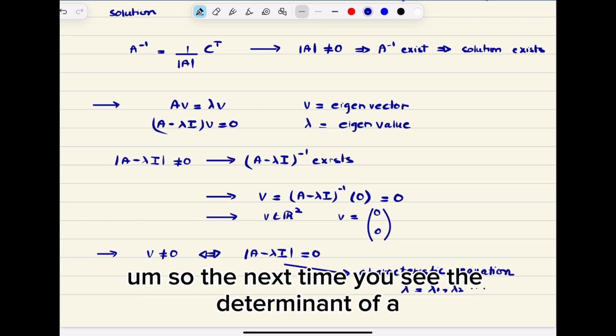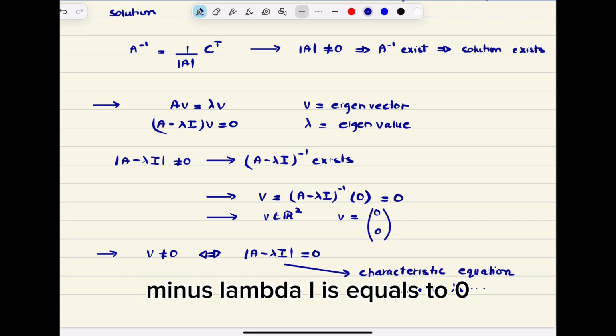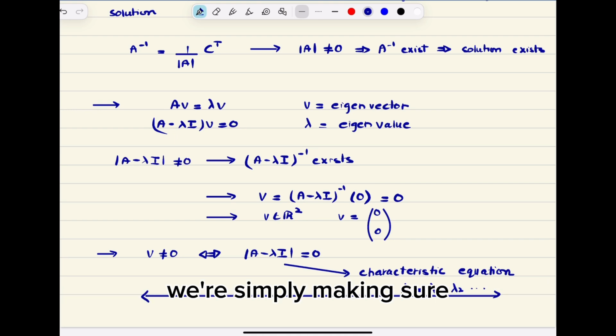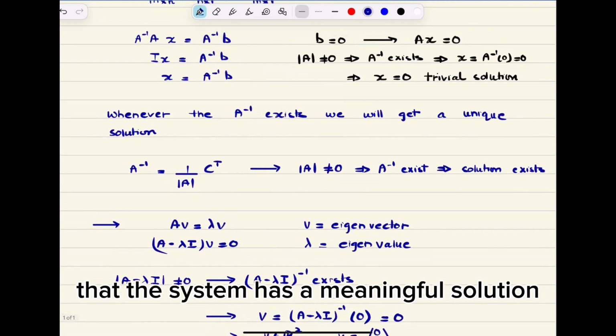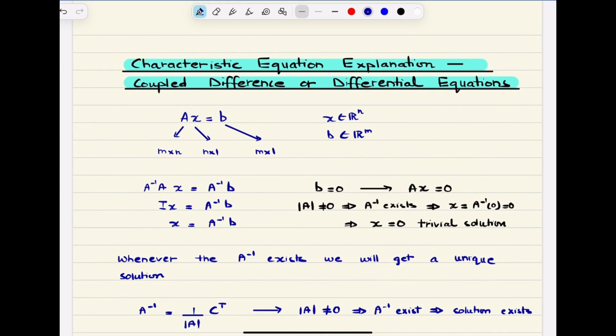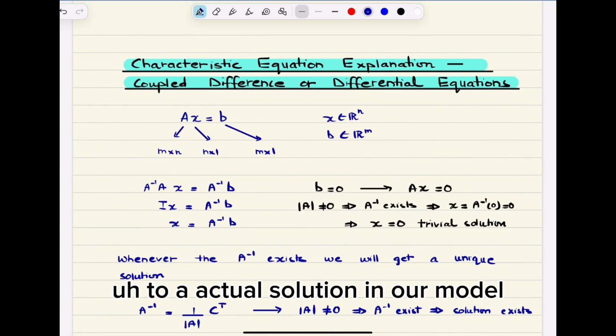So the next time you see the determinant of A minus lambda I equals 0, remember, we're not doing some magic trick. We're simply making sure that the system has a meaningful solution, one that actually leads to an actual solution in our model.